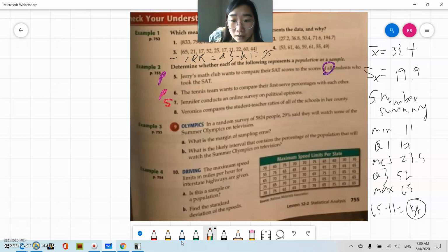Number 8, Veronica compares the student-teacher ratio of all of the schools in her country. That would be very hard, but it's all, so it's also population. That's it. I hope the population versus sample makes sense. So the key is to look for the word like all, or an impression of, okay, what am I interested in? And do I actually collect data from everyone that I'm interested in or only a fraction of the people? That's all it is.